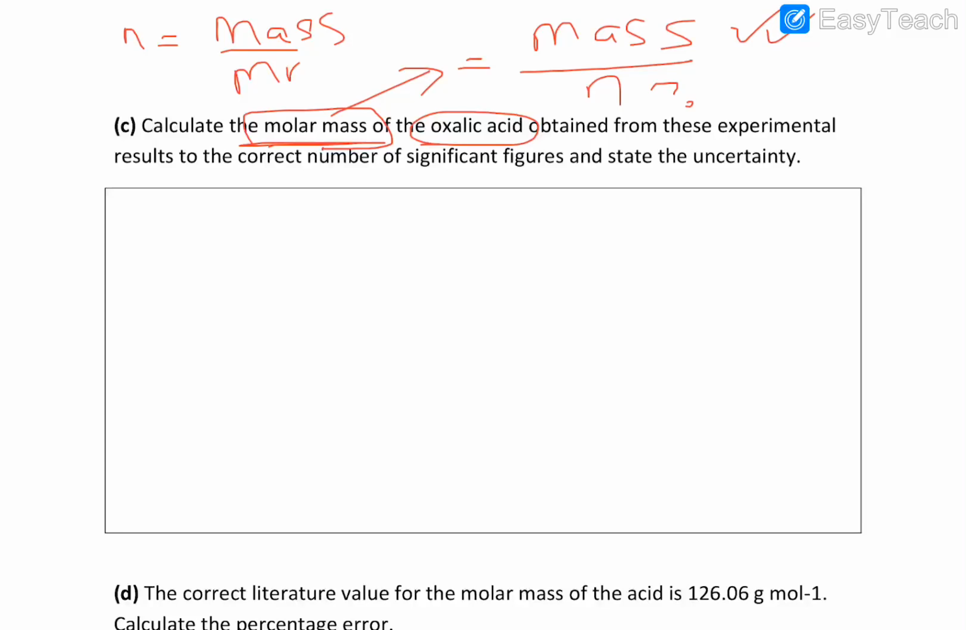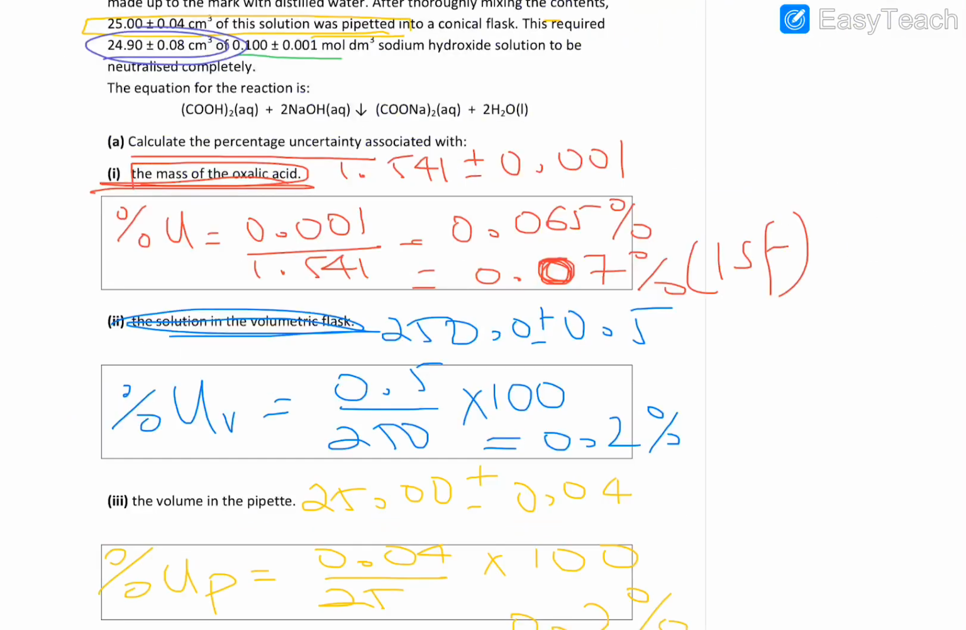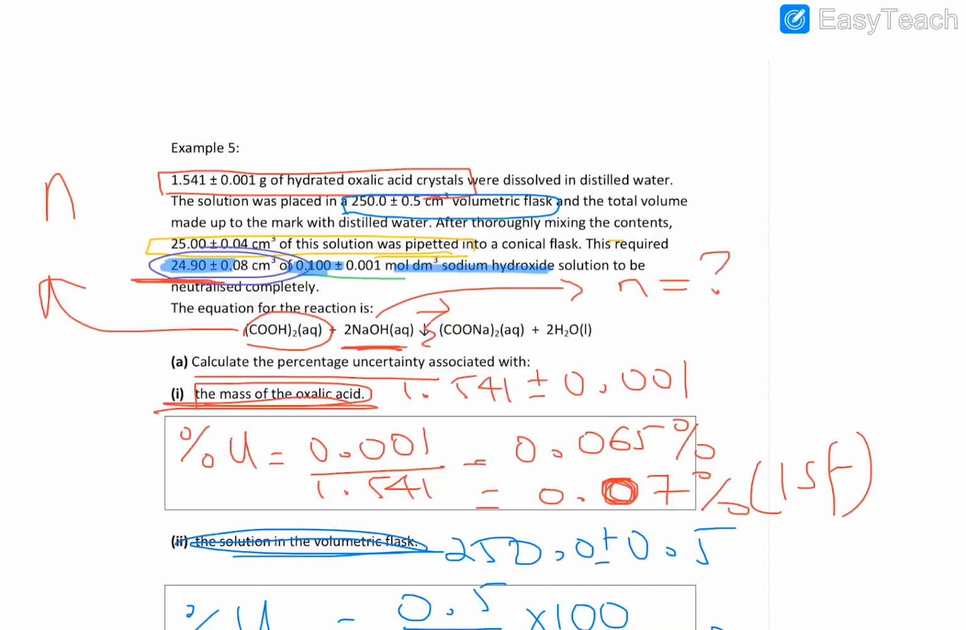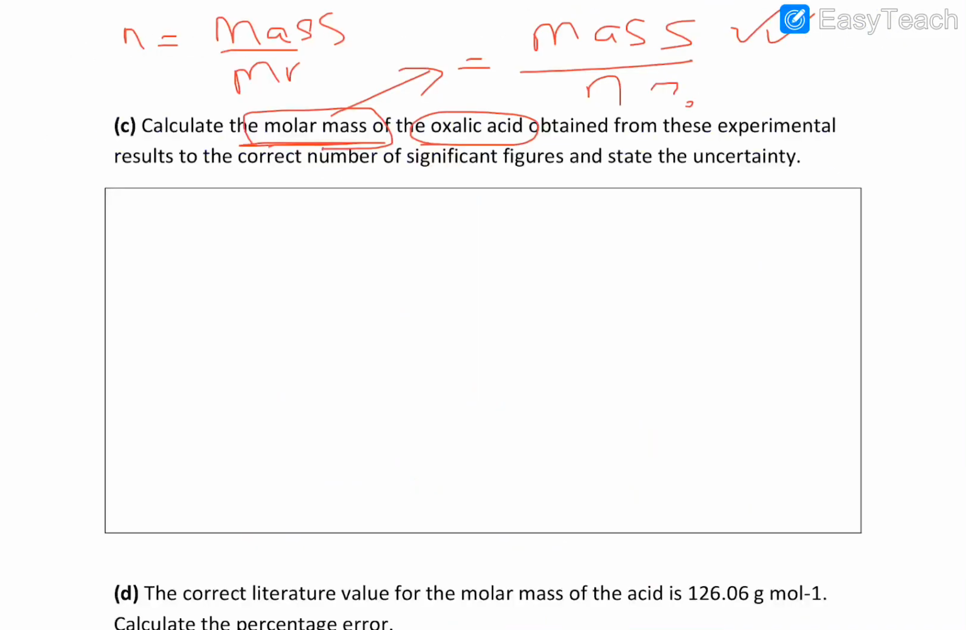So from the information that we have, oxalic acid is being neutralized by the sodium hydroxide. So if we get the number of moles of sodium hydroxide, we can get the number of moles of oxalic acid by using the mole ratio. So let's find the number of moles of NaOH. I've used 24.9 of 0.1 mole per dm cube NaOH. So this is the information that we're going to use.